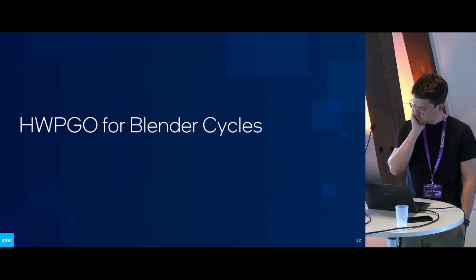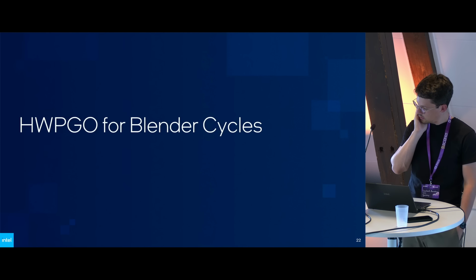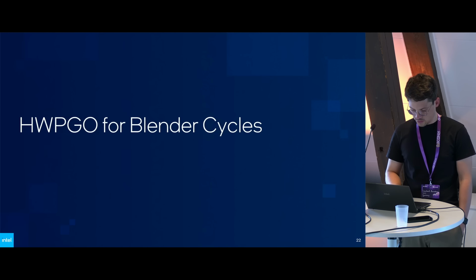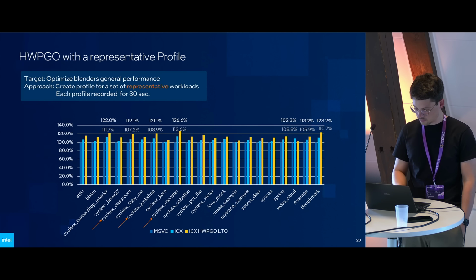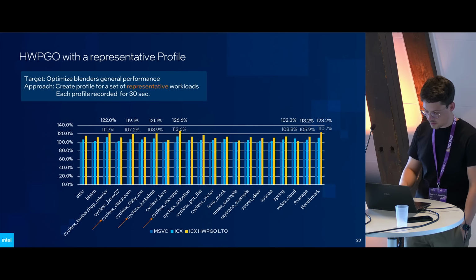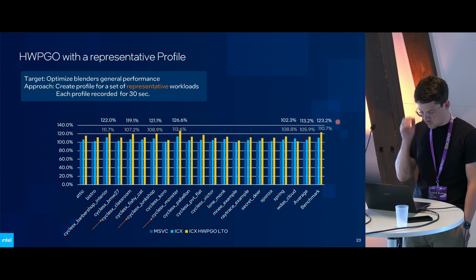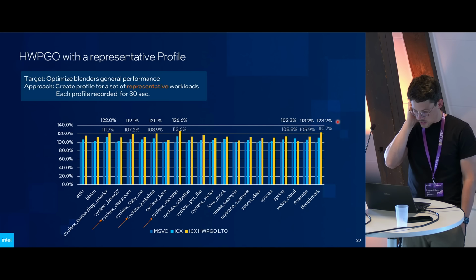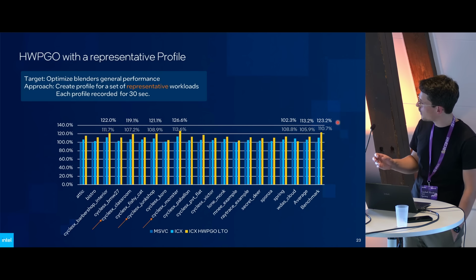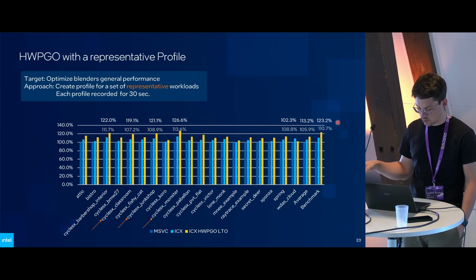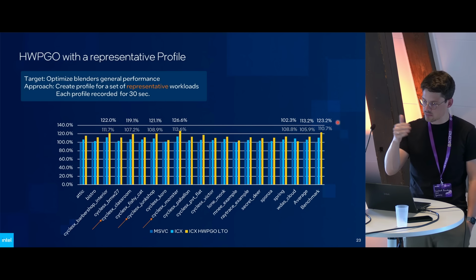Good. So when we implement HWPGO for Blender Cycles, this is the speed up that we get in total. In this plot I have the ICX numbers in gray, and then on top the total numbers for ICX and HWPGO. Here I show the data for ICX and not for Clang. The method that we pushed to the Clang repository is exactly the same, so you will see the same delta here.